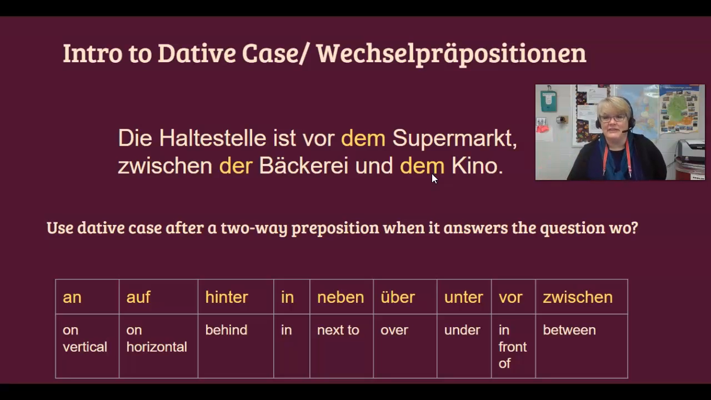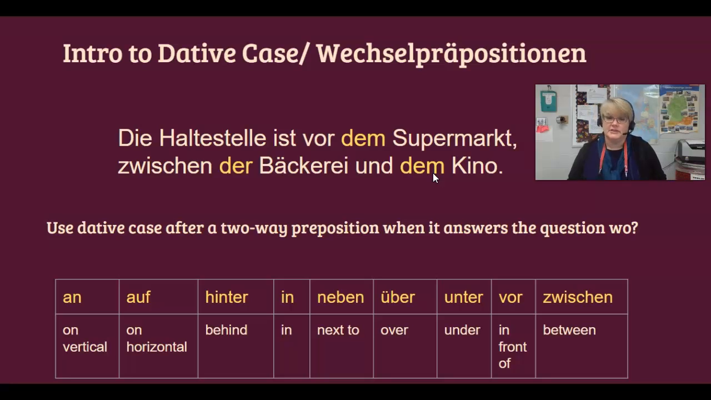Well, these are all dative case, and we're going to use dative case because they're after a Wechselpräposition, yeah, a two-way preposition. So, here's the rule. You're going to use dative case after a two-way preposition when it answers the question wo. So, like, where is the bus stop? It's in front of the supermarket, between the bakery and the movie theater. Yeah, that's its location. Wo, where is it? When these prepositional phrases answer the question wo, you have to use dative case.